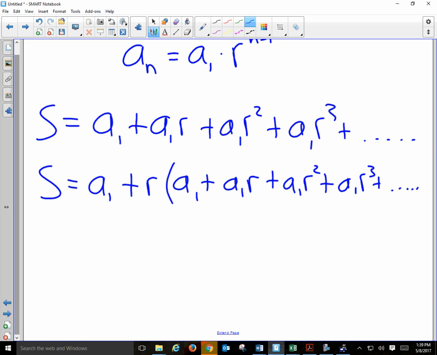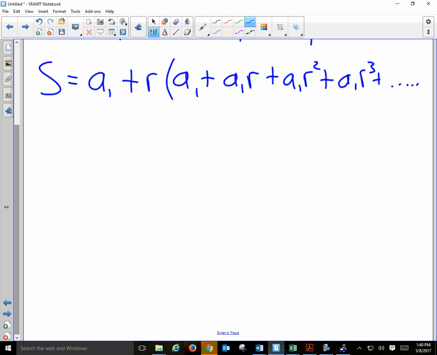Okay, good. Let's see if you can see it. Look at this. A sub 1, a sub 1r, a sub 1r squared, a sub 1r cubed. Isn't this thing in parentheses the same as that? And what is this equal to? S. That thing is S. I'm trying to solve for the sum.